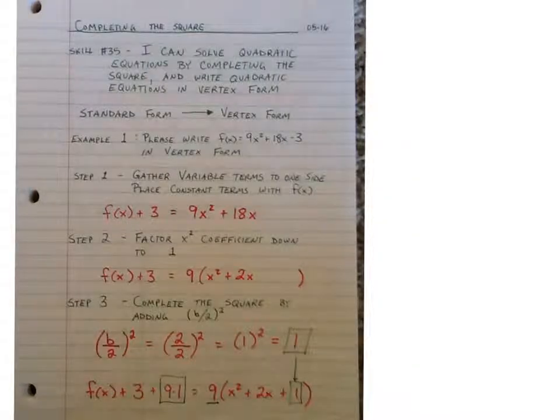Today's skill is broken into two parts: one being solve quadratic equations, and the other is to write quadratic equations in vertex form. I believe it's easier to do the latter, starting with standard form to vertex form. So we'll start with an example. The example reads, please write f of x equals 9x squared plus 18x minus 3 in vertex form. This is a 5-step process, so let me walk you through the 5 steps.